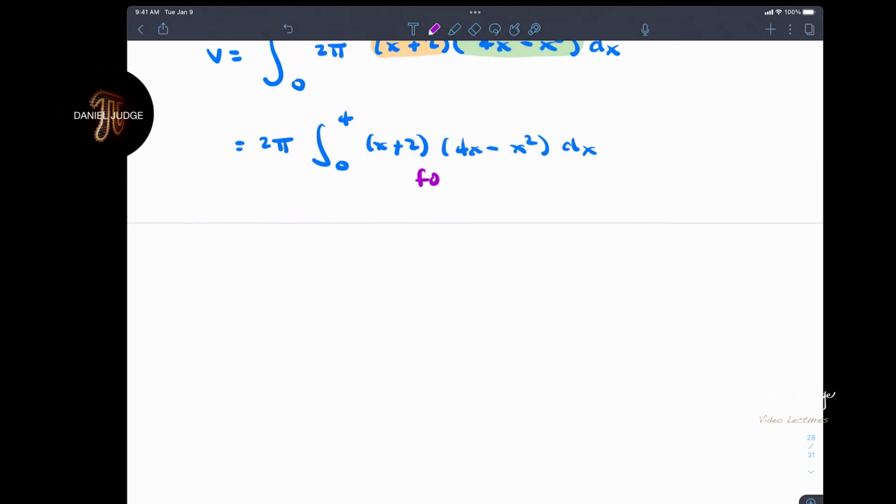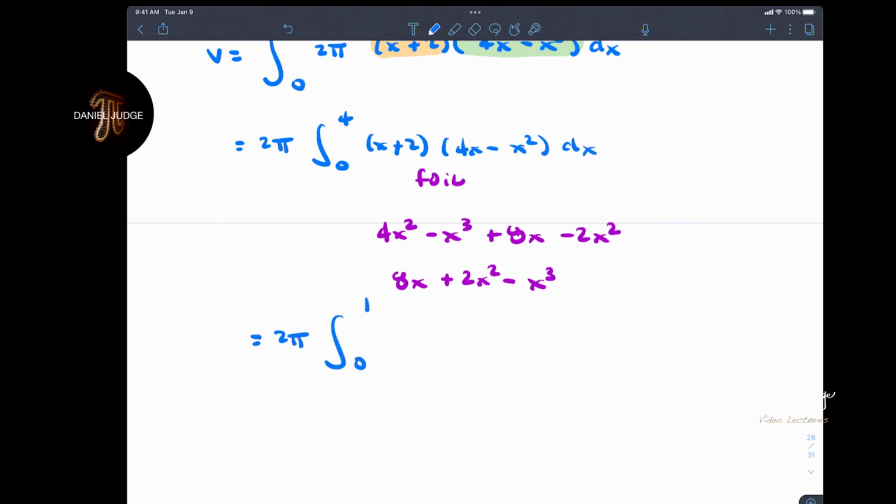You're going to use some FOIL. First term will be 4x squared. Outer term, minus x cubed. Inner, 8x. Last, minus 2x squared. So 8x plus 2x squared minus x cubed, dx.